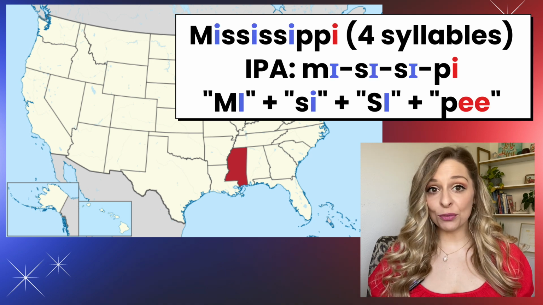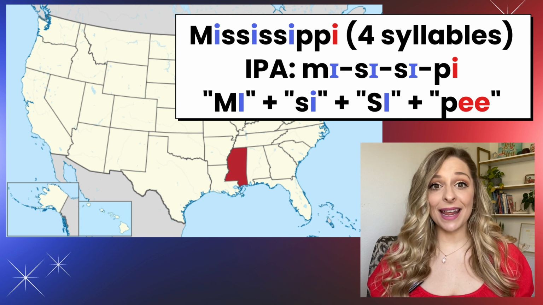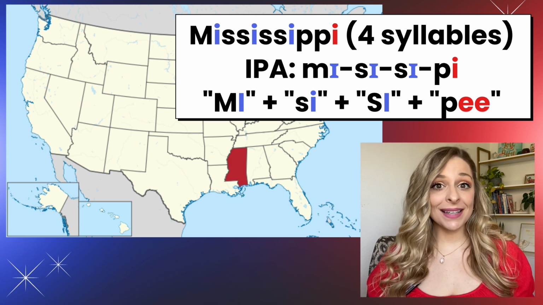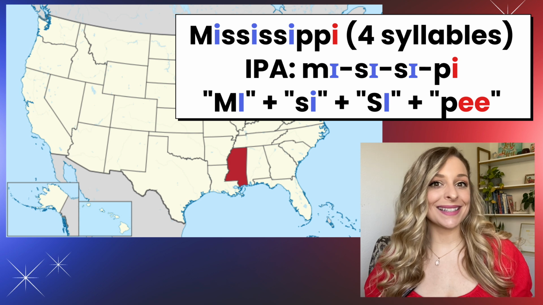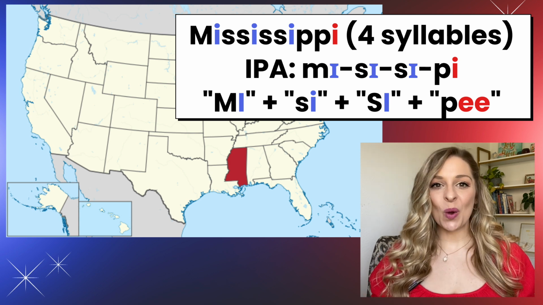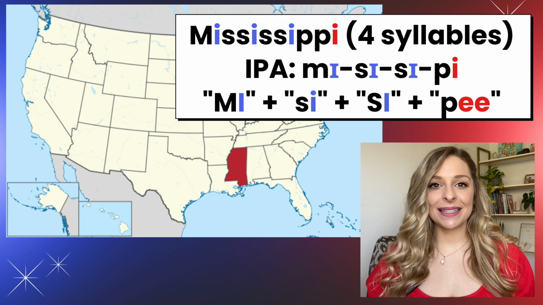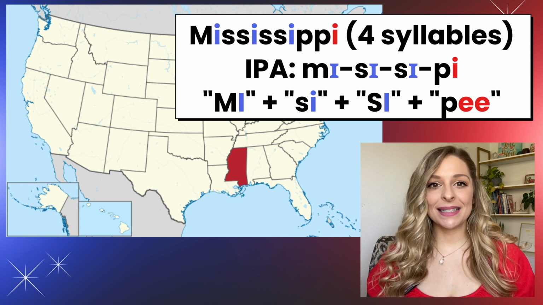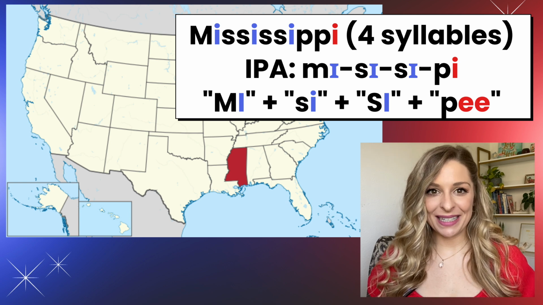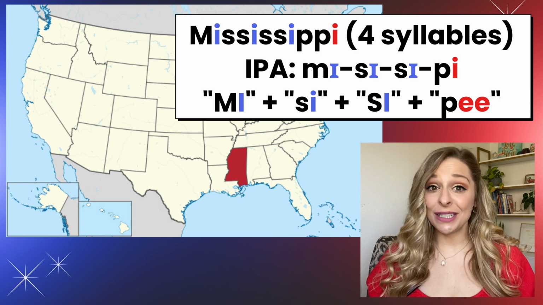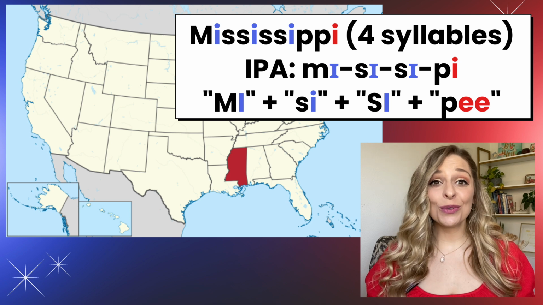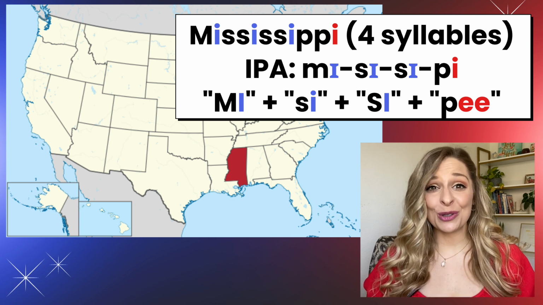The first three I's make the same sound, but the last I makes an E sound. E. So we say Mississippi, Mississippi, Mississippi. That is just a total tongue twister, even for native English speakers. So if you really have trouble with this one, don't feel too bad about it.